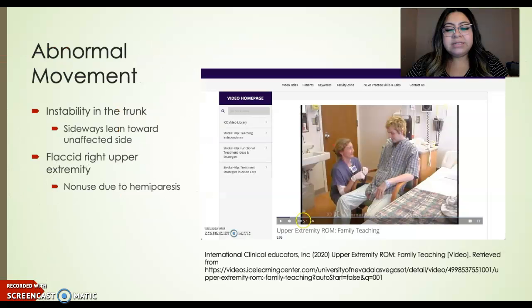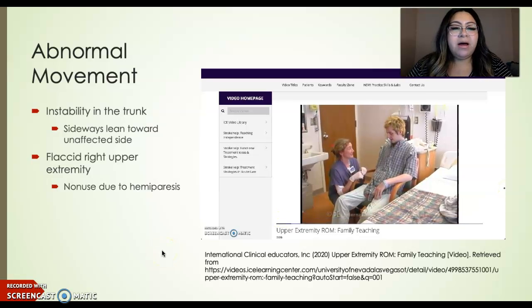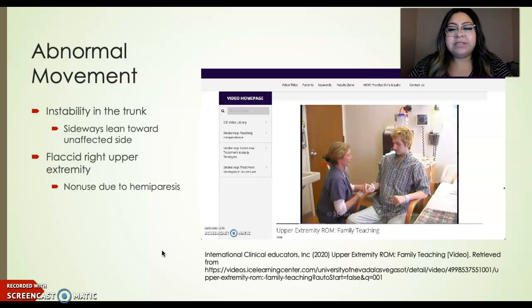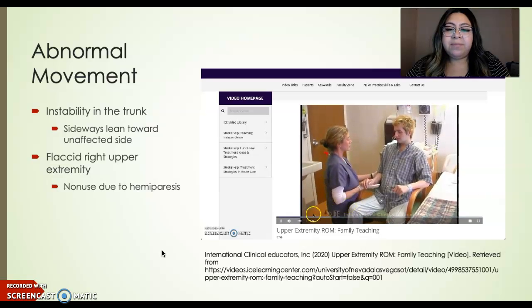We'll be focusing on two of Ben's abnormal movements. The first one is an instability in his trunk, which causes a sideways lean toward his unaffected side, which is his left side. As you can see in this video, he is currently leaning over to that left side. And then he also has a flaccid right upper extremity, which is due to non-use because of his hemiparesis. And you can kind of see that in his video. Again, he has that side lean towards his left side and his flaccid right upper extremity.